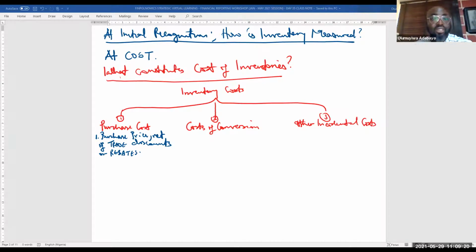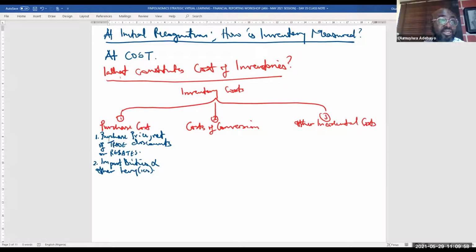Now that is that. Another thing that you consider in your purchase cost is any form of import duties and other levies relating to the acquisition of that asset, which in this case is an inventory.